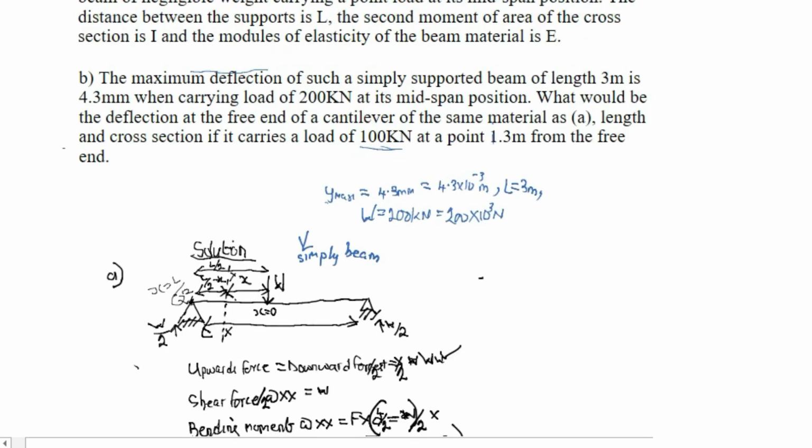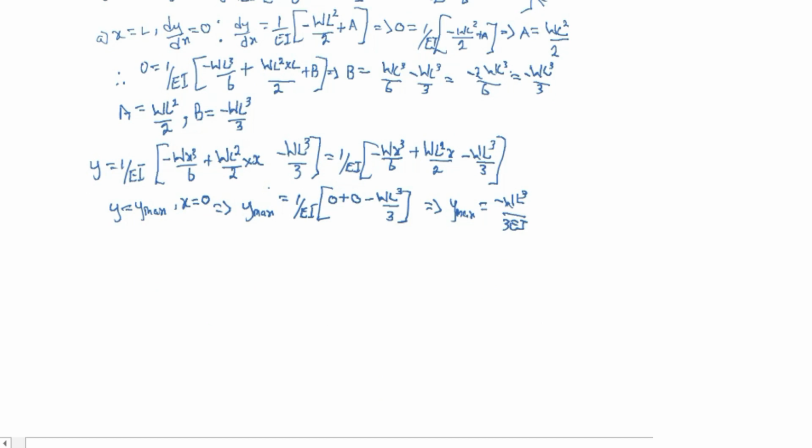The question says what would be the deflection at the end of the cantilever of the same material as the simply supported beam, with same length and cross-sectional area, if it carries a load W of 100 kilonewtons at a point 1.3. So in this case our X would be equal to 1.3 meters, our L is still 3 meters, and our W now would be 100 kilonewtons. So we are to get the value of Y. We have 1 all over EI into negative WX cubed over 6 plus WL squared X over 2 minus WL cubed over 3.